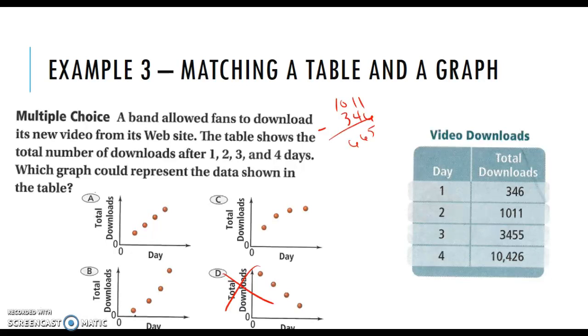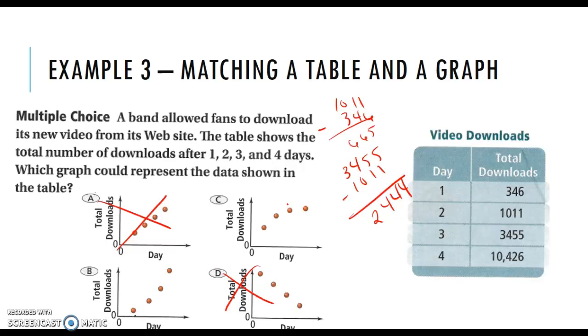And so then I will do that for 3,455 minus the 1,011. And when I do that, I end up with 2,444. That's not a constant increase. So it can't be this where everything is increasing at the same rate.